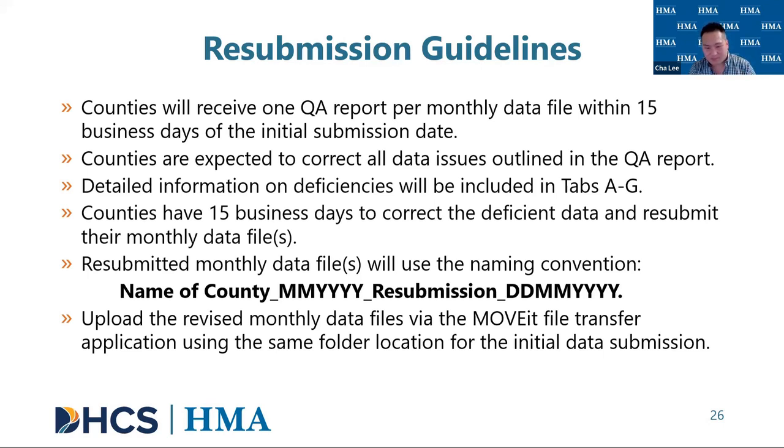Once the county receives the QA report, they have 15 business days to correct the deficient data and then resubmit their monthly data file back to the DHCS. The resubmitted data file will use the naming convention that we mentioned earlier for resubmission, and we'll upload the file back using the MOVEit file transfer application. We want counties to use the same folder location as the initial data submission. And now I would like to hand the presentation back to Patricia to overview the upcoming TA opportunity and then open things up for questions.